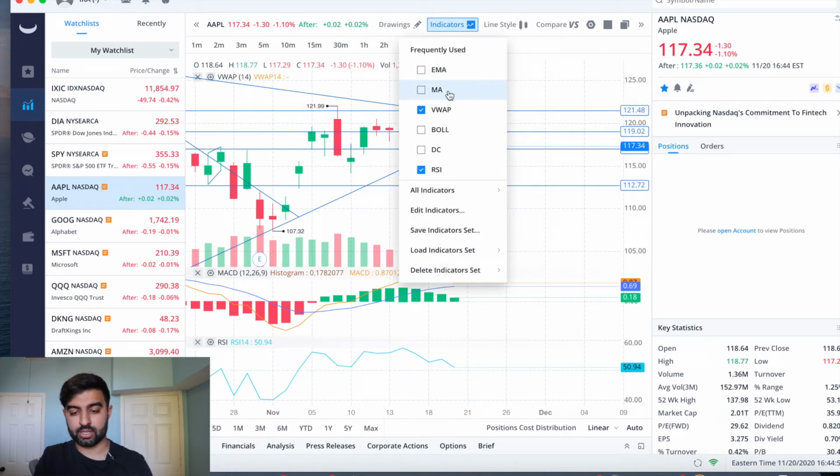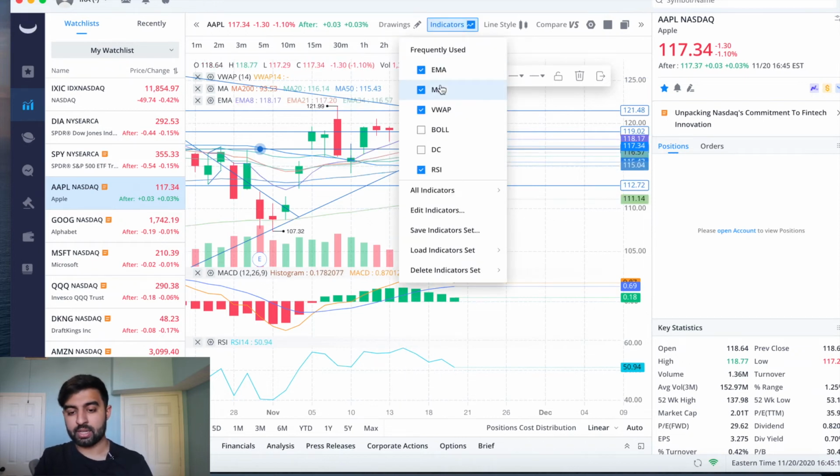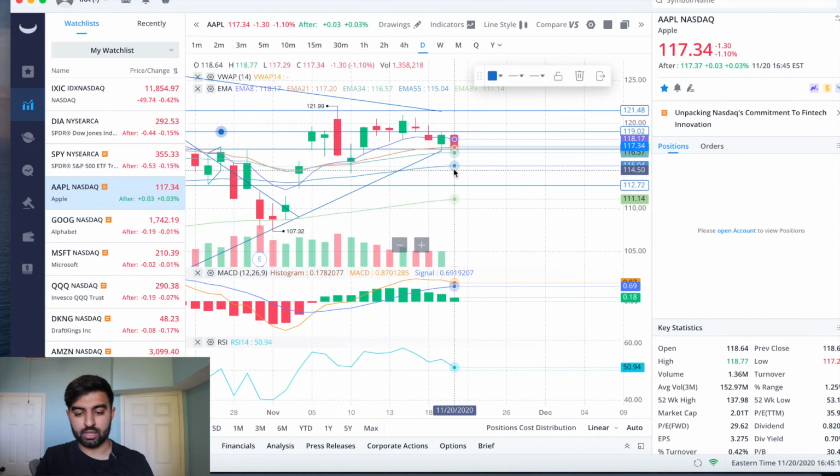And then let's take a look at some of our moving averages and EMA. Both the moving averages that we're looking at currently come in at about 115.43 and 116.14. So that should also provide good support, mid 115s and low 116s if we were to make it down there. And then the last one being the EMA. The 8 EMA is at 118.17. I want to see the stock ideally recapture that 8 EMA and ride above it. So we'll see if Apple can do that.